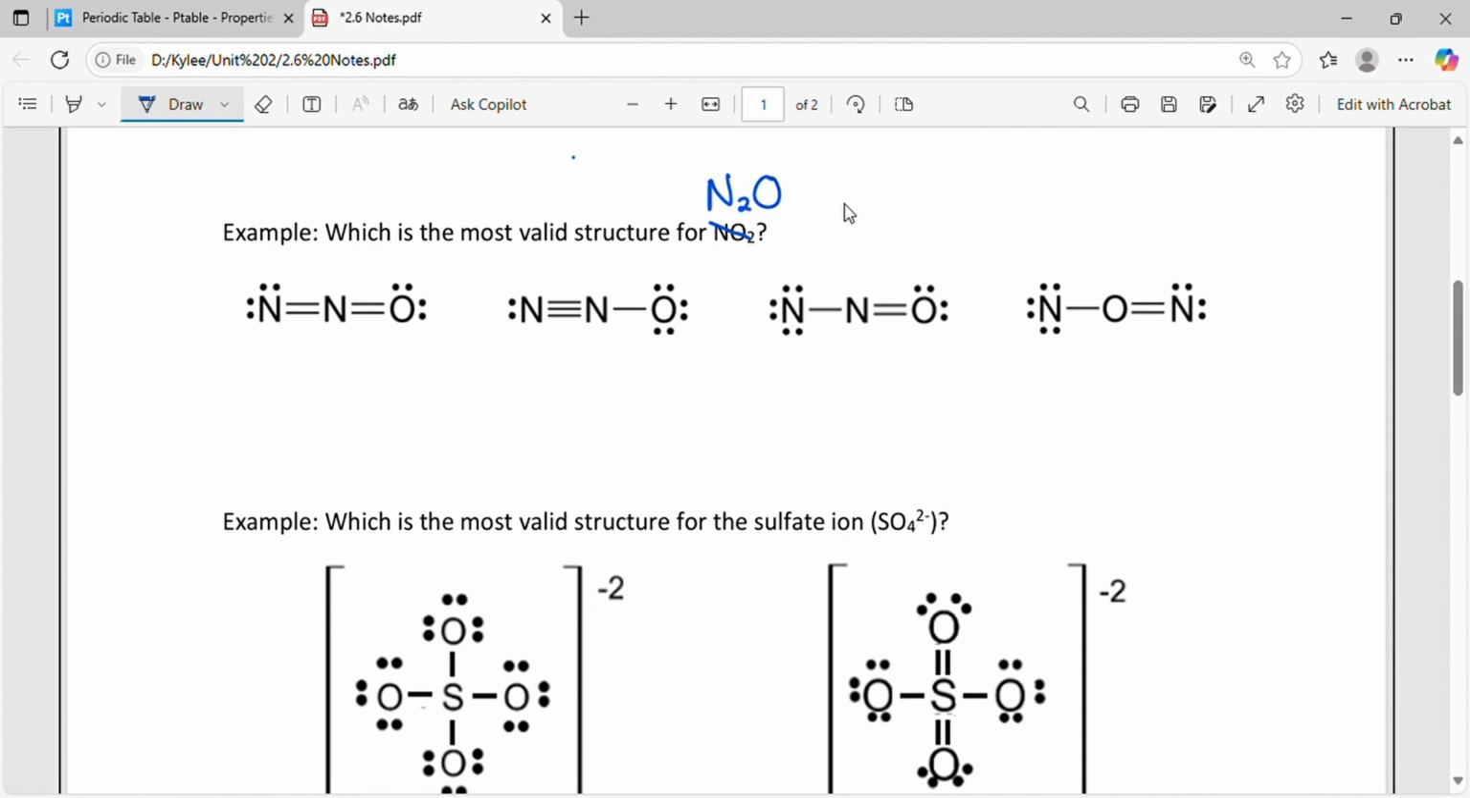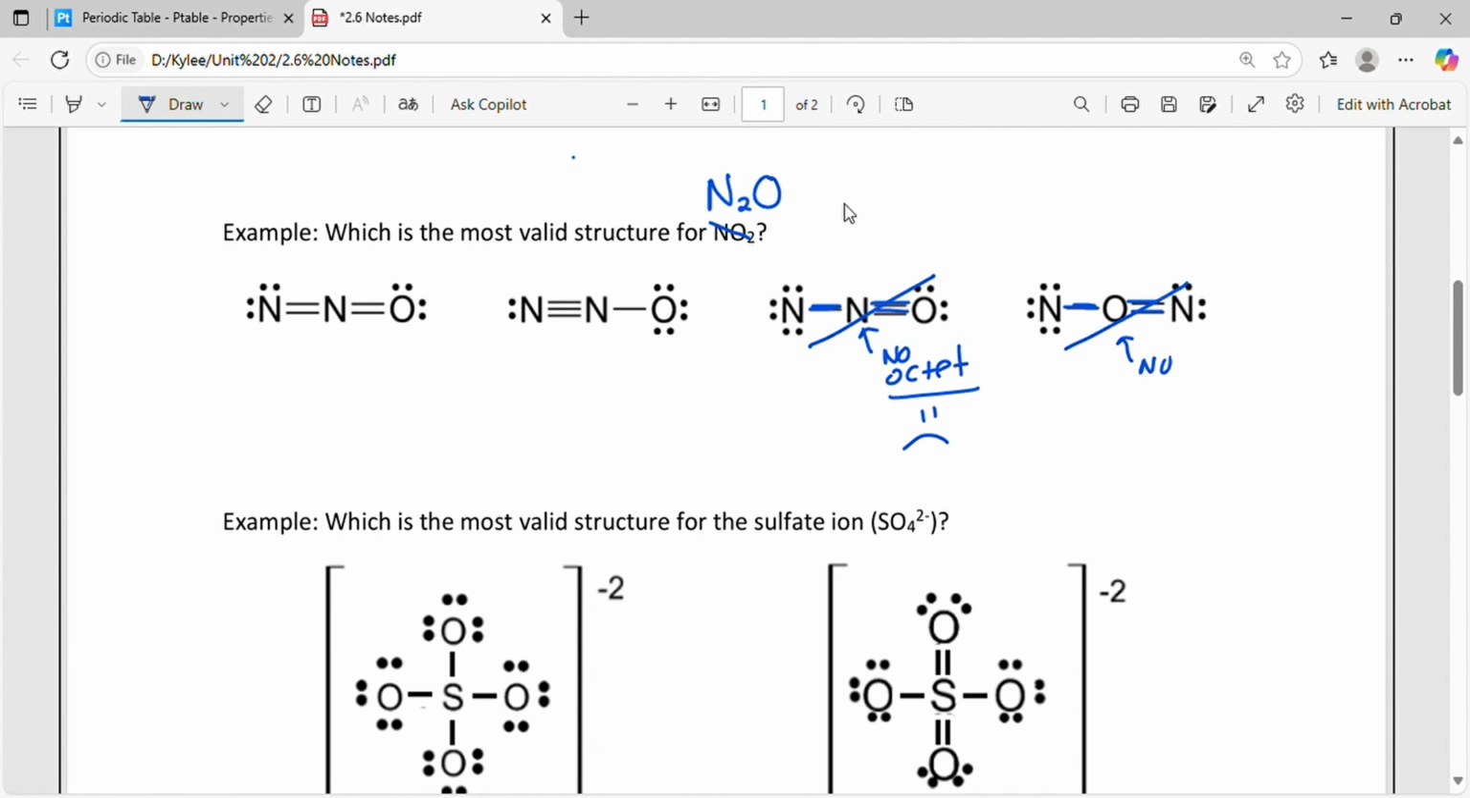Octets where needed. Well, actually, some of them don't have octets, and we see that here on the nitrogen and on the oxygen. So I would bet that it's not going to be this one, and it's not going to be this last one. Again, if you look at nitrogen, nitrogen only has 2, 4, 6 electrons around it. So nitrogen does not have an octet. We don't like that. Over here, similarly, oxygen doesn't have an octet. Oxygen only has 2, 4, 6.